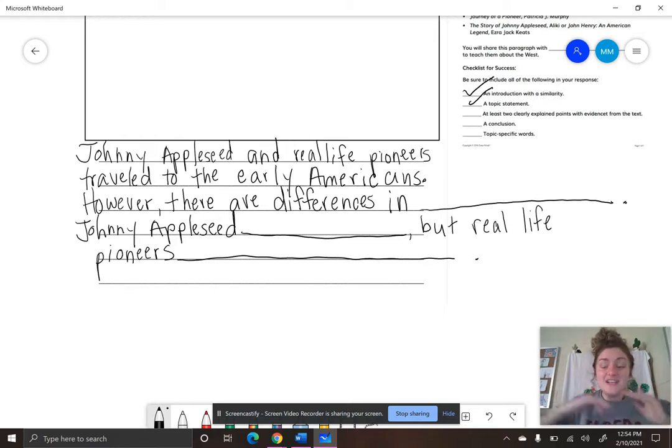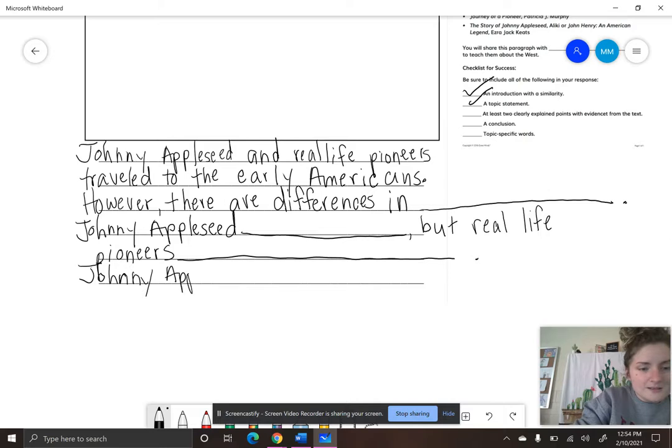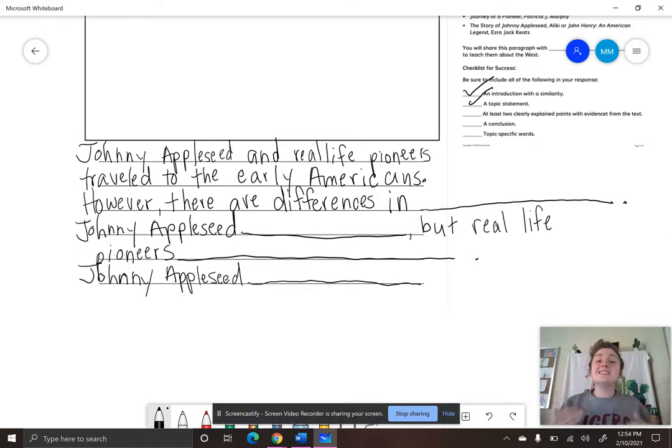All right, let's think of another example of how they were different. So we are going to use topic specific words again. So Johnny, oh, and I need to spell that correctly. Johnny Appleseed blank. Look at your evidence organizer. What is another way that Johnny Appleseed was different from the real life pioneers? Remember, we talked about how they traveled differently, how they treated animals differently, how they felt about Native Americans, and how they treated Native Americans.